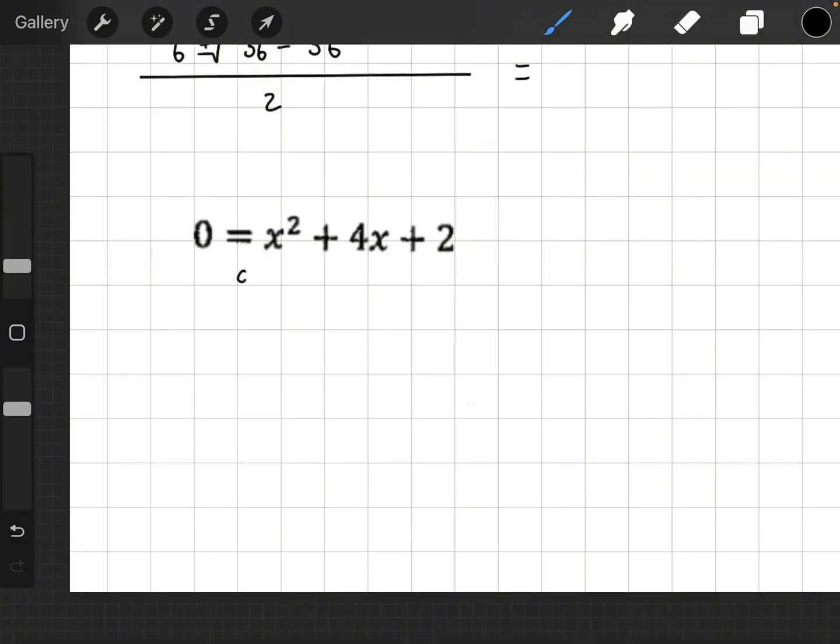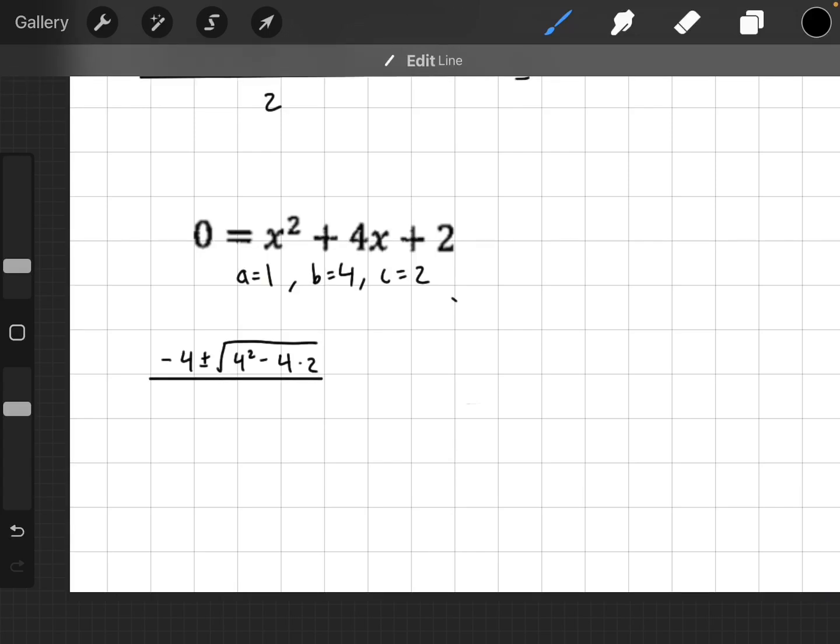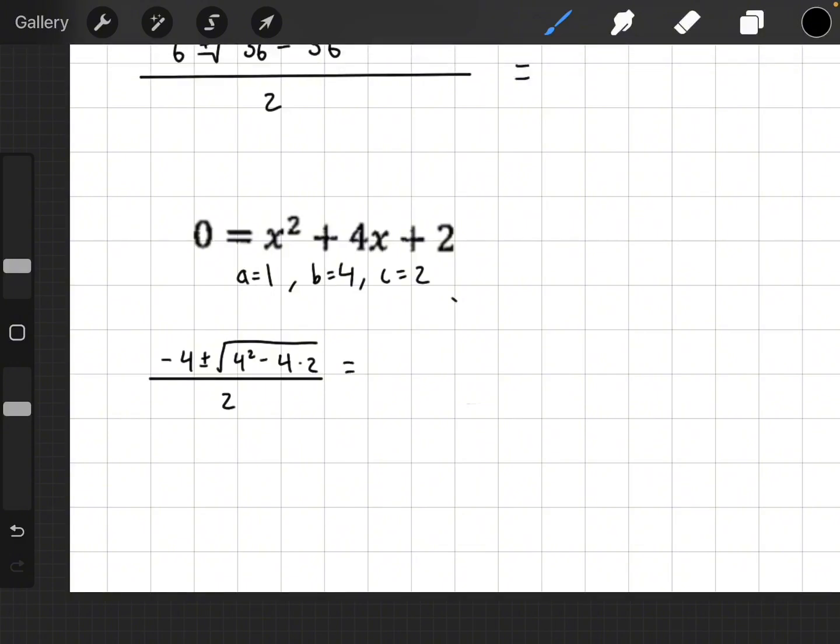We'll do another example. A equals 1, b equals 4, c equals 2. So from here, we'll use the formula negative b plus or minus the square root of b squared minus 4ac. Since a is 1, we won't be writing it. And over 2, negative 4 plus or minus the square root of 16 minus 8, which is 8, over 2.